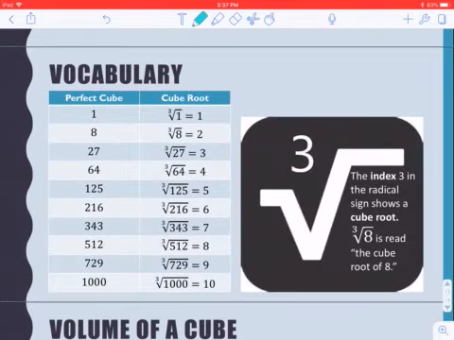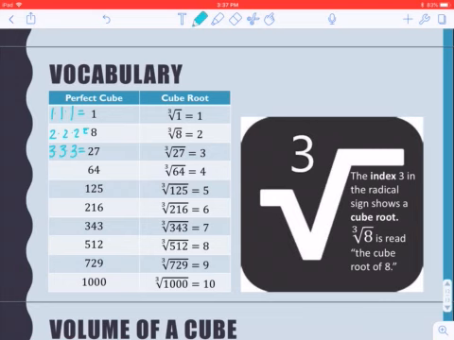Some vocabulary: perfect cubes and cube roots. So perfect cubes are 1, 8, 27, 64, and that's coming from 1 times 1 times 1 is 1, 2 times 2 times 2 is 8, 3 times 3 times 3 is 27, and so on.